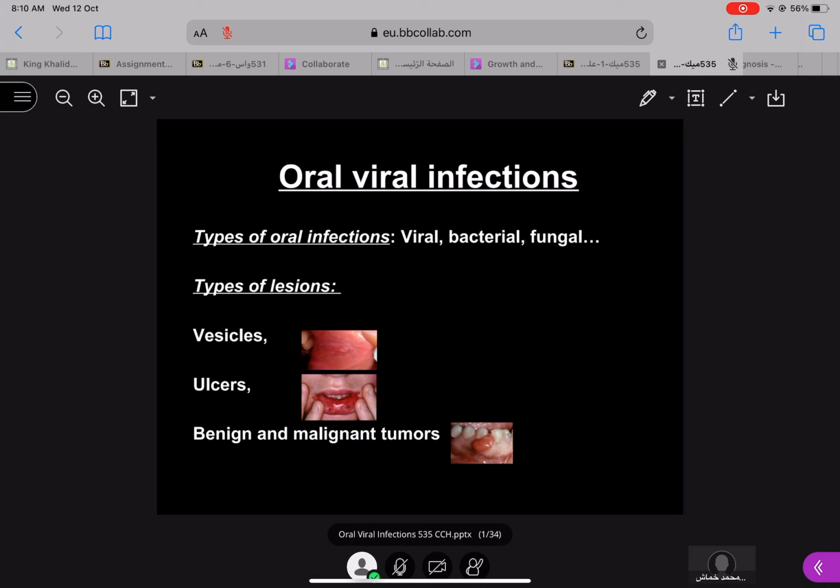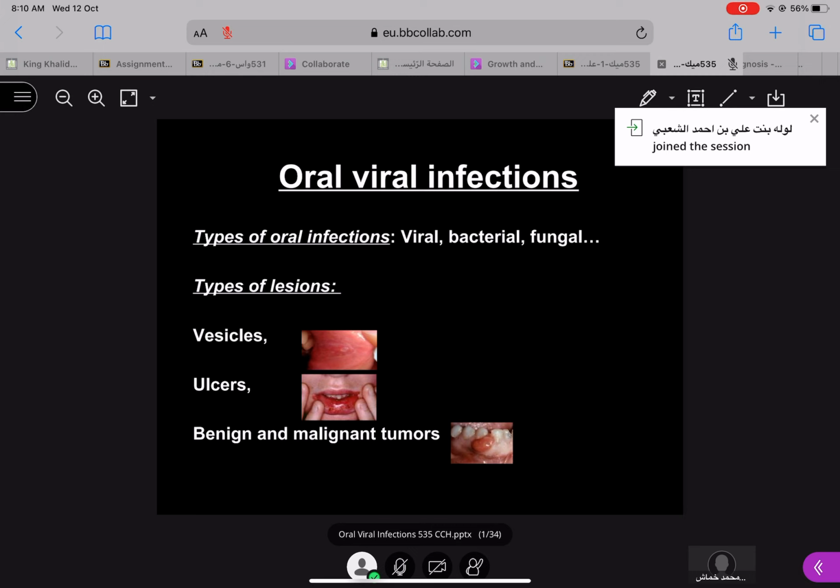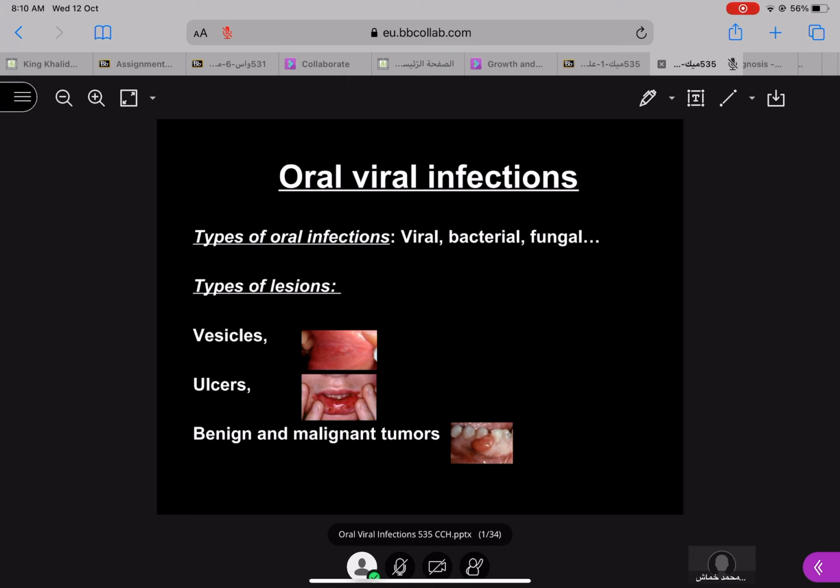Anyway, I wouldn't like actually to go back to the introduction and to the basics of virology. You have to cover that already. So now we are going to go specifically to oral viral infection. As you know, types of oral infection are viral, bacterial, and fungal infection. But now we are emphasizing only viral infection. Types of lesions, as you see here in this picture: vesicles, ulcer, and benign, malignant, trauma.